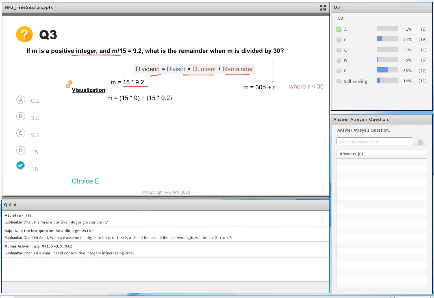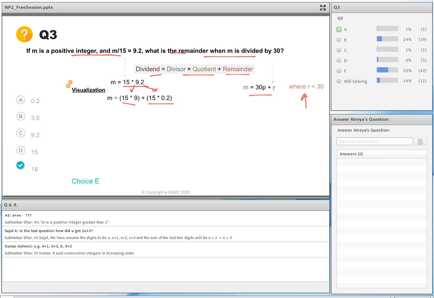15. So what I do is write it in the same formula, in the same manner, right? So I divide 9.2 into two parts, which is 9 and 0.2. So I write m to be equal to 15 times 9 plus 15 times 0.2. Now the question asks me what is the remainder when m is divided by 30. So m should be equal to 30p plus r. A very important constraint, r is less than 30.